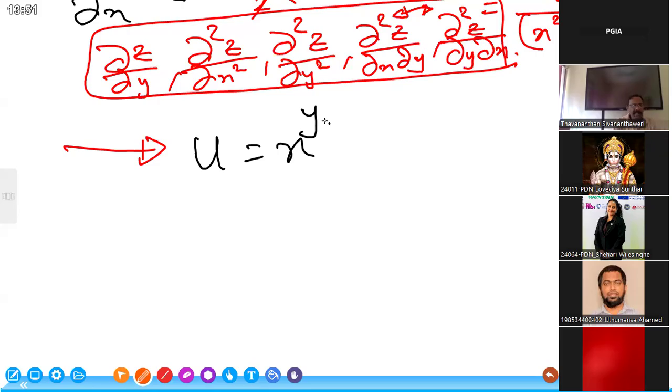Anyone? Before differentiating, can you convert this? How to handle this kind of, because x to the power y, if x to the power 2 or x to the power 3, we can differentiate. This is x to the power y, another variable. We cannot do it directly. Any suggestions by any member? Any suggestions?